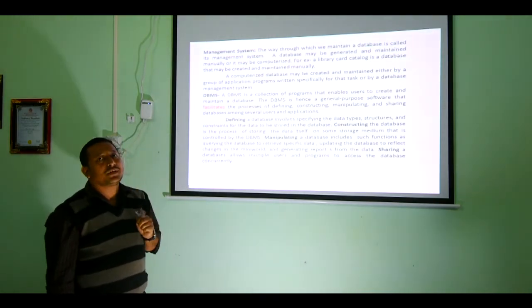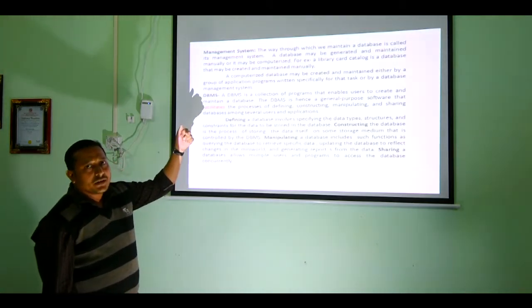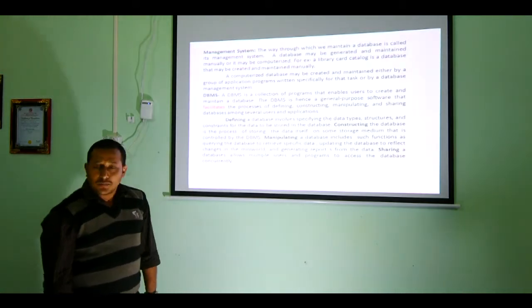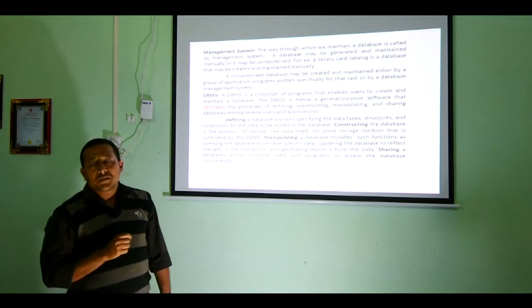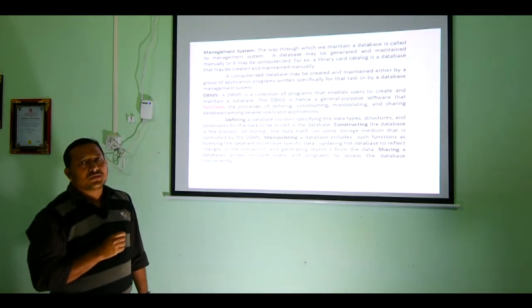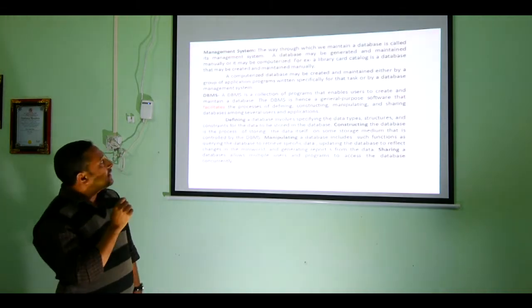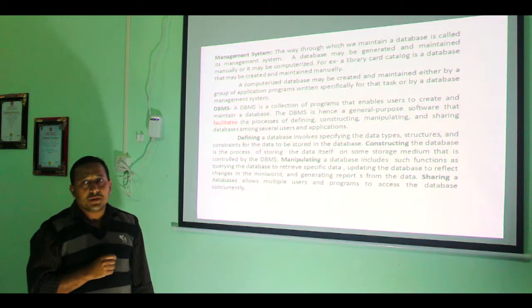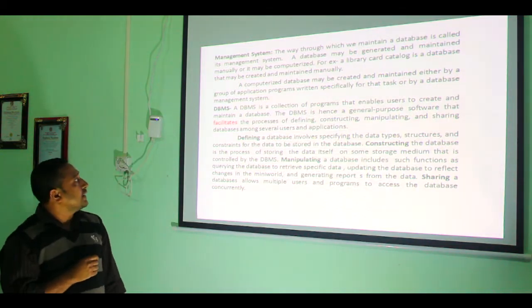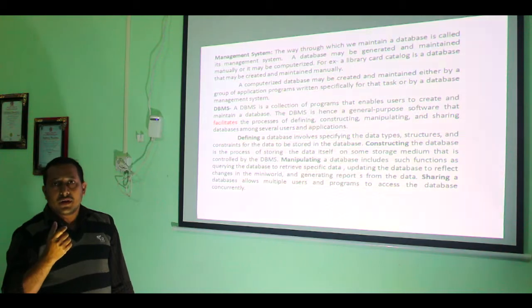There are two types of management system. The first one is the manual database management system, and then the computer-based management system. In the case of a manual system, each and every piece of data should be maintained manually. Suppose the library catalog of a student is an example of a manual database management system. Here each and every piece of data should be recorded manually, and a computer database system may be created and maintained either by a group of application programs or by a database.